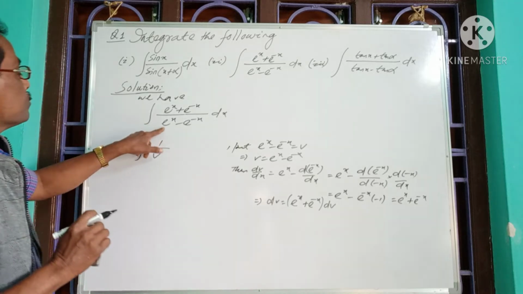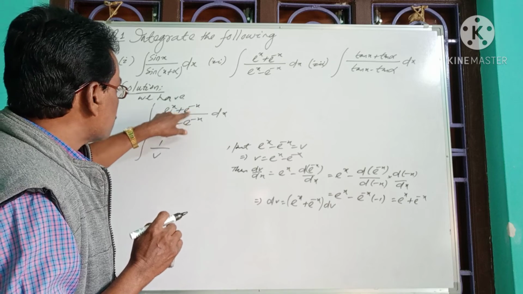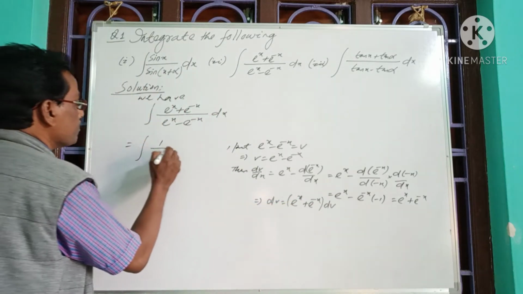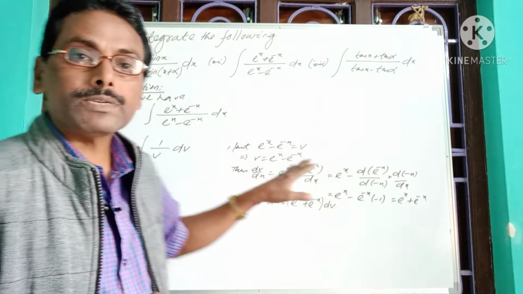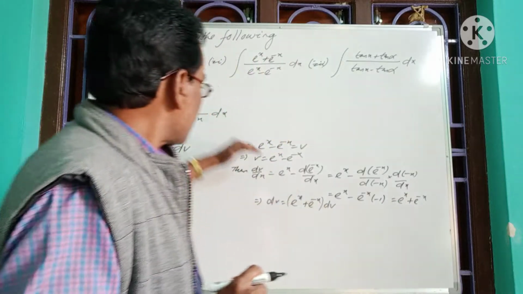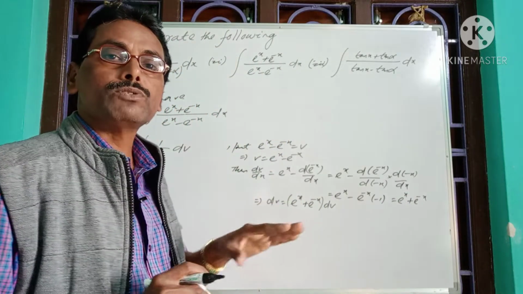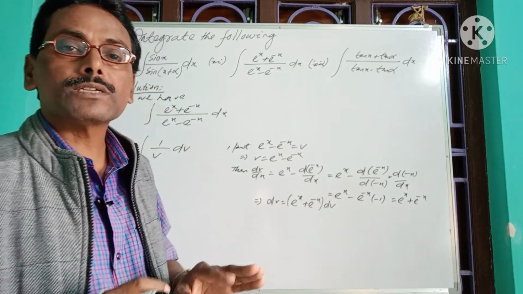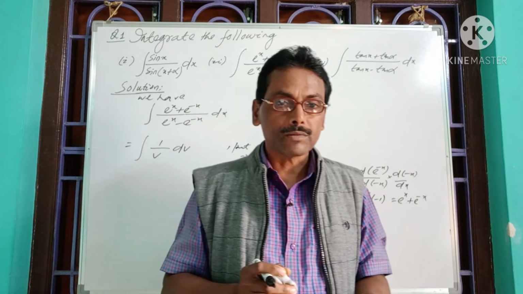So in place of e^x minus e^(-x), we have v, and (e^x plus e^(-x)) dx is dv. So we got the integration of 1 by v with respect to v. So now see, by the process of differentiation we transformed the original integrand into the form of the integration of 1 by v with respect to v, which is in the form of the integration of 1 by x with respect to x, which is ln of mod x plus c.